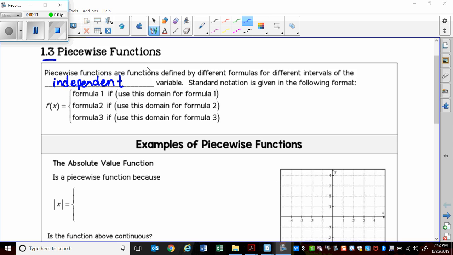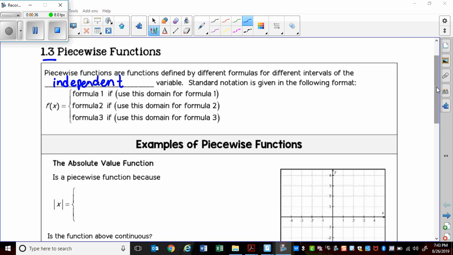Piecewise functions are functions defined by different formulas for different intervals of the independent variable, which is x. Standard notation is given in this format. So we say y or f of x equals, and then we use this curly bracket, and then we can break it up into 2 or 3 or even more different formulas depending on the domain.